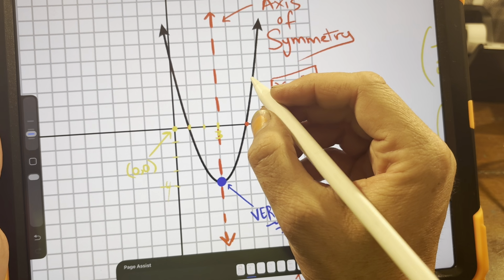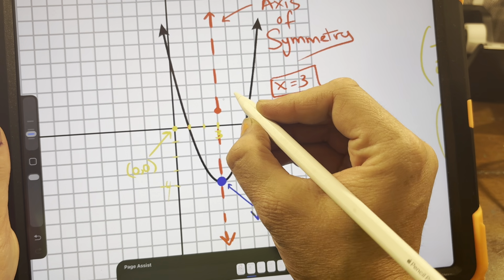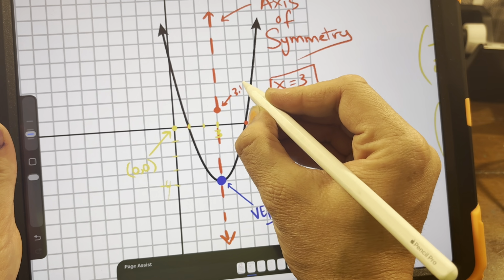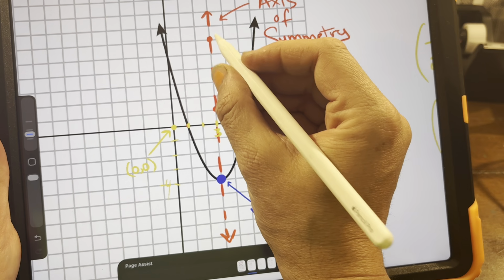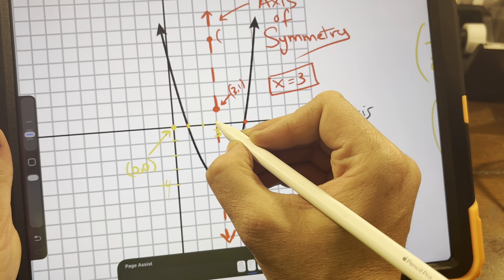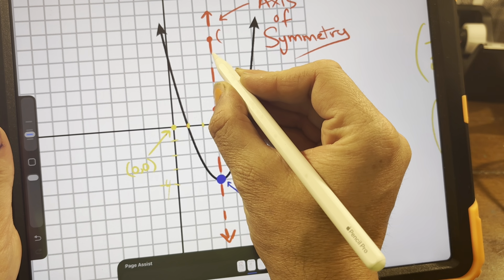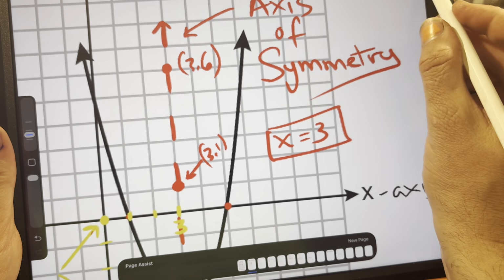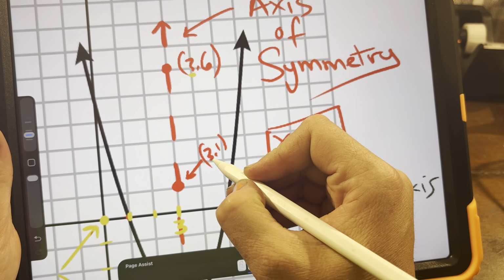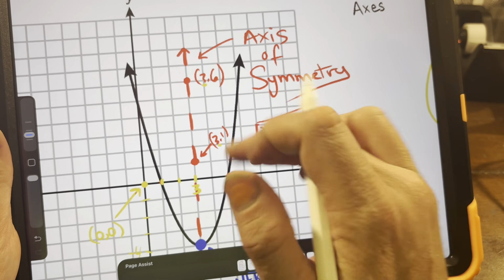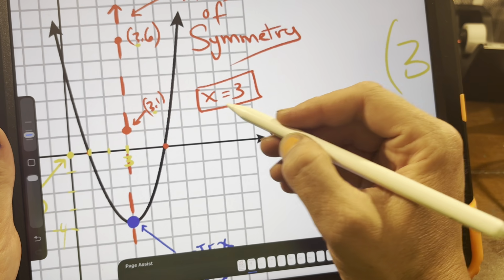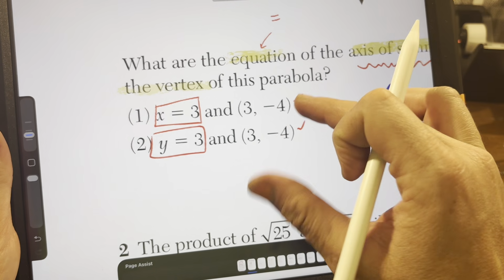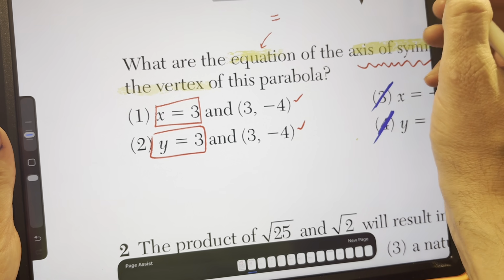I'll pick another random point on this line. Let's go here. That point is 3, comma, 1. Let's pick another point. This one. That point is 3, comma, 6. No matter what point I pick on this line, this number will always be 3 on that vertical line, and that number is the x coordinate, so we call it x equals 3. No matter where you are on that line, x is going to equal 3. So the correct answer is A.